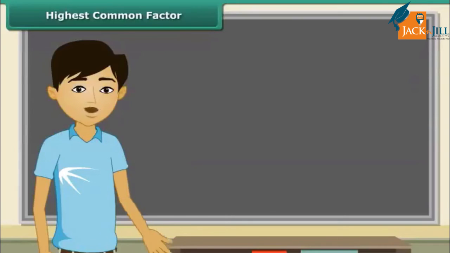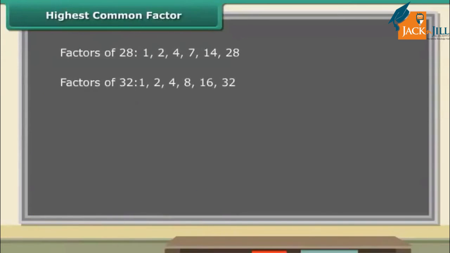Now that you know what common factors are, let us find the highest common factor of two numbers. Consider two numbers, 28 and 32. The factors of 28 are 1, 2, 4, 7, 14 and 28. The factors of 32 are 1, 2, 4, 8, 16 and 32. The common factors are 1, 2 and 4. It is clear that the highest common factor among these numbers is 4.